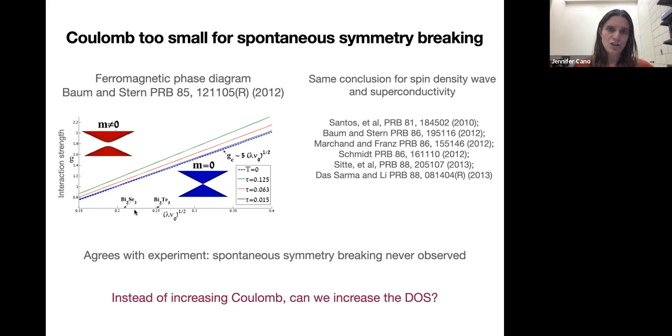So one question then that we can ask is, well, we could consider 3D TIs that were made of more strongly correlated materials, and then maybe they would sit somewhere else in this phase diagram. But the other approach is, could we increase the density of states to make the Coulomb interaction effectively stronger? Or in other words, if we change the velocity of the Dirac cone, then we'd be moving more towards the strongly correlated side of this phase diagram.